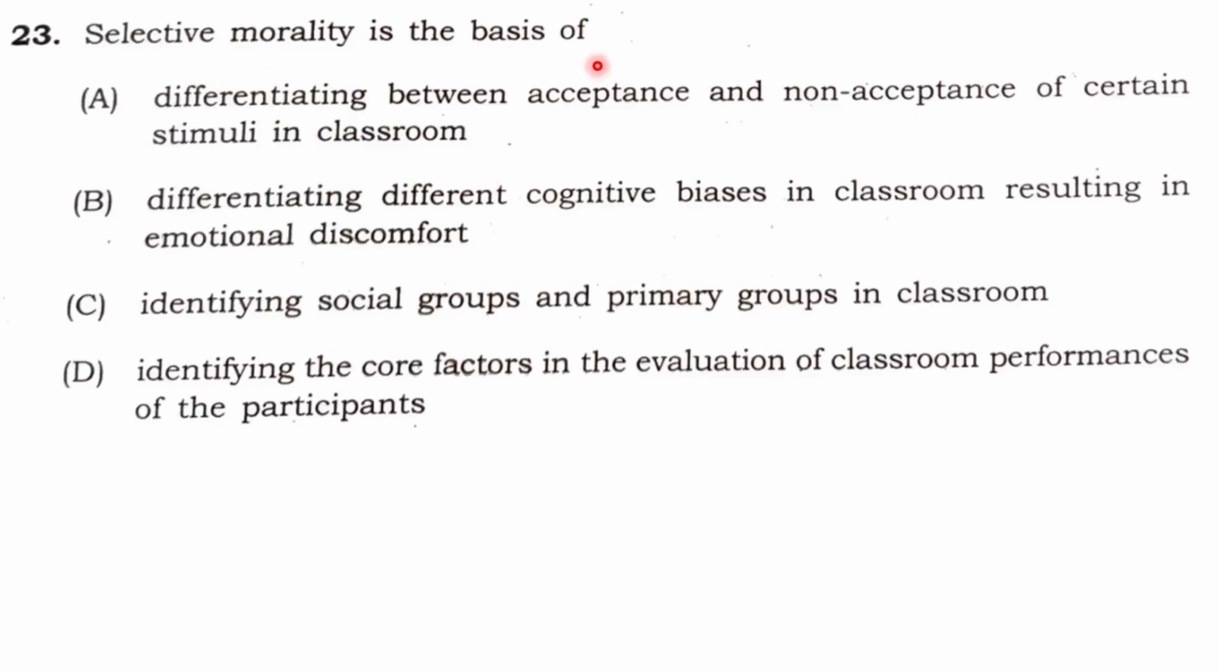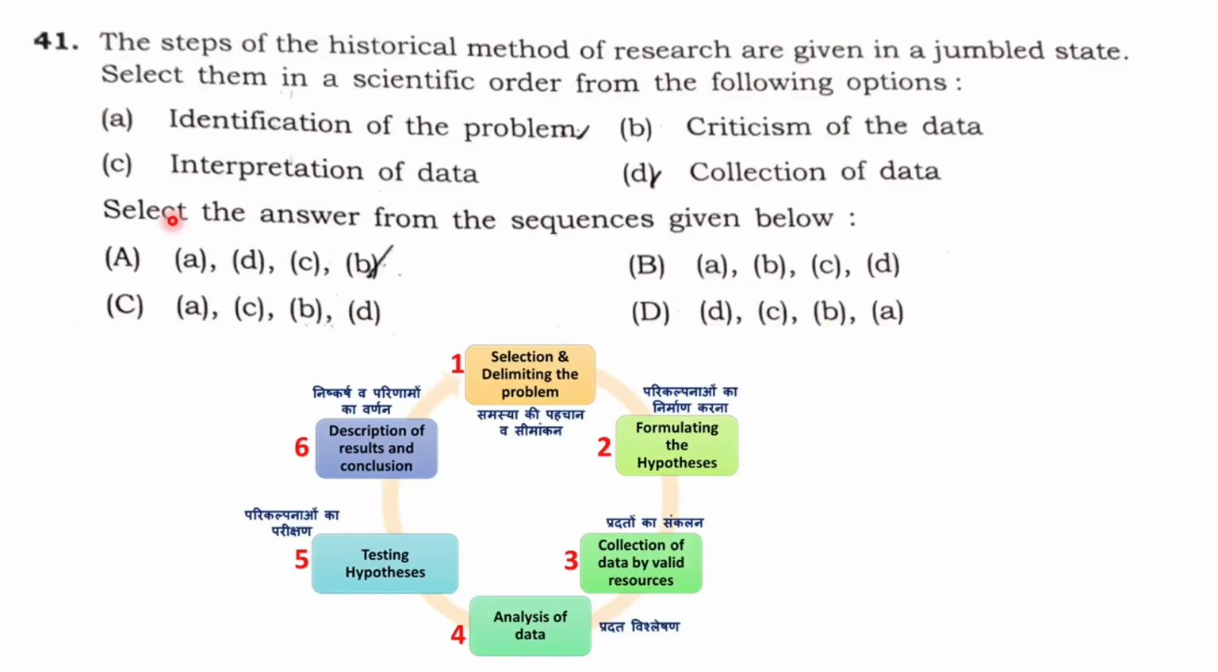Selective morality is the basis of, so the selective morality or the bias which is seen in class. The answer should be differentiating between different cognitive biases in classroom resulting in emotional discomfort. So the correct answer should be B.